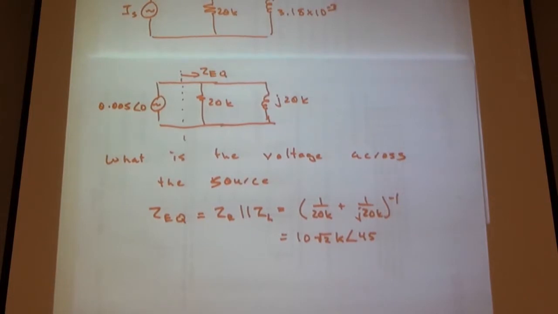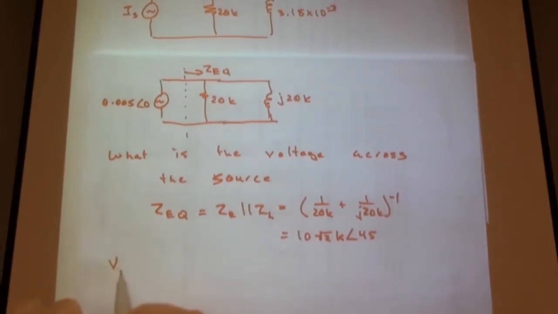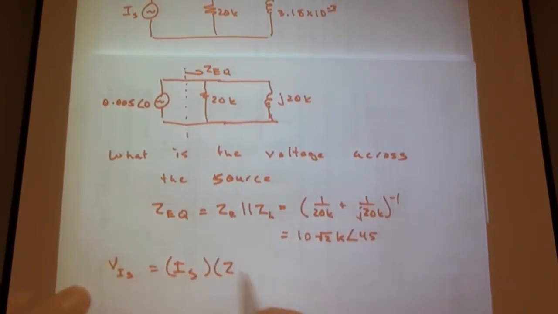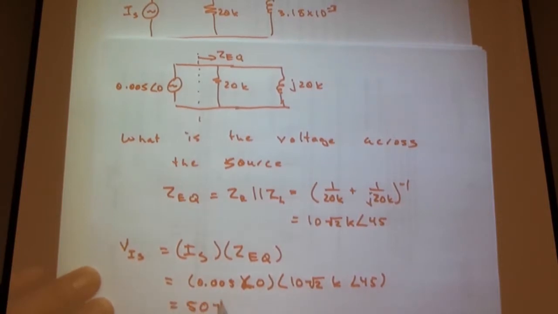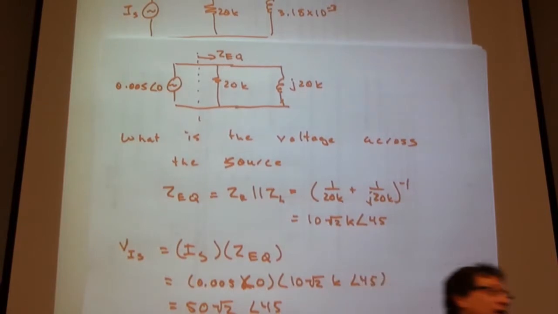Now we can apply Ohm's law. V of the I source equals I source times Z equivalent, all in phasor form. We know that I source was 0.005, angle 0, and we have 10 square root of 2 K, probably 10,000, angle 45. And we can do all that out, and we wind up with 50 square root of 2, angle 45. That's the voltage across our source. So again, just taking advantage of phasor math.